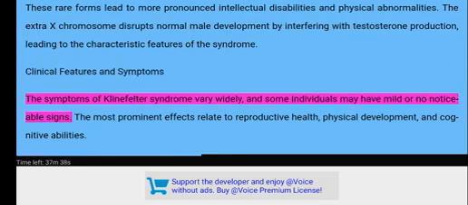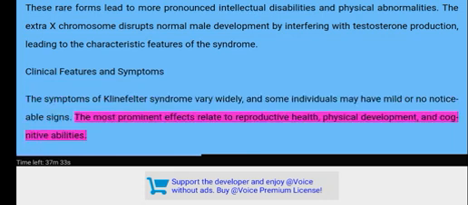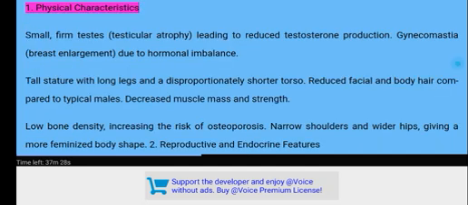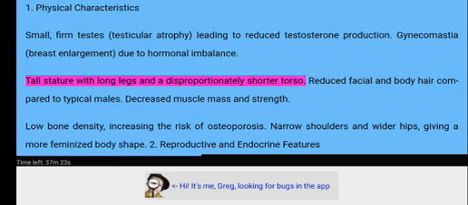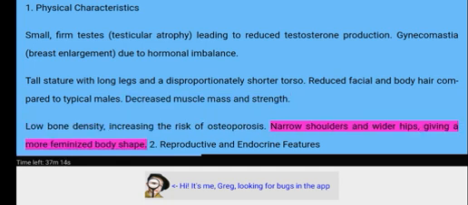Clinical features and symptoms. The symptoms of Klinefelter syndrome vary widely, and some individuals may have mild or no noticeable signs. The most prominent effects relate to reproductive health, physical development, and cognitive abilities. 1. Physical characteristics. Small, firm testes, testicular atrophy, leading to reduced testosterone production. Gynecomastia, breast enlargement due to hormonal imbalance. Tall stature with long legs and a disproportionately shorter torso. Reduced facial and body hair compared to typical males. Decreased muscle mass and strength. Low bone density, increasing the risk of osteoporosis. Narrow shoulders and wider hips, giving a more feminized body shape.